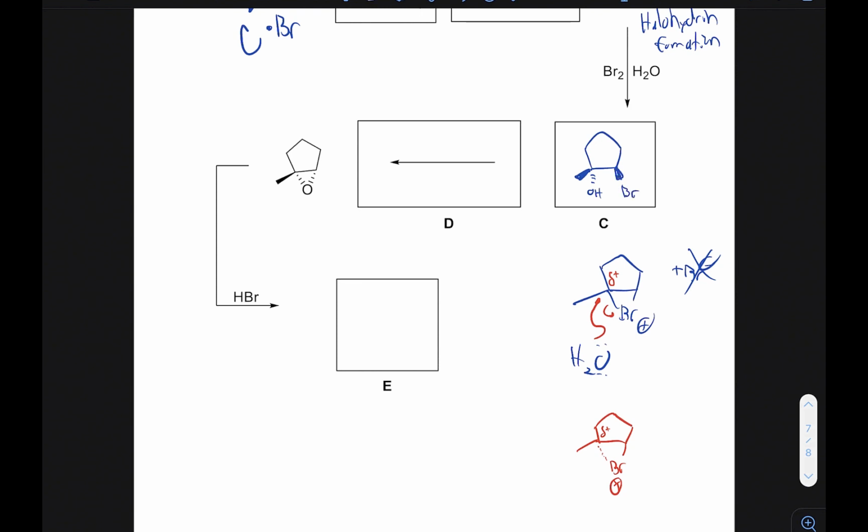Notice I've kept the chirality here. In truth, we're getting a mixture of enantiomers, but notice our epoxide product further out, and I'll talk about that in a second. We have to be consistent here with what we're doing. All right, so we have our halohydrin product, an alcohol and a halogen.